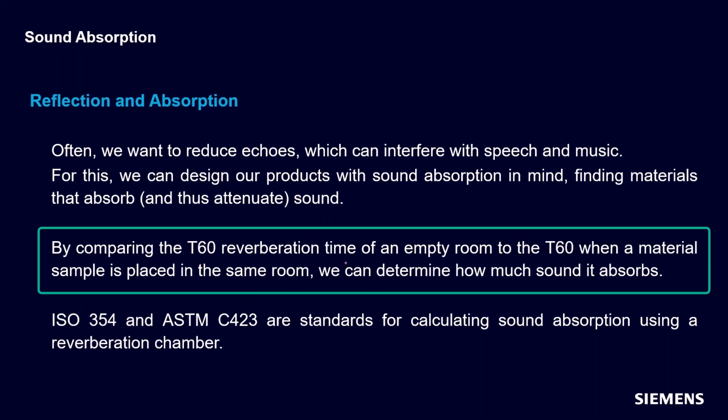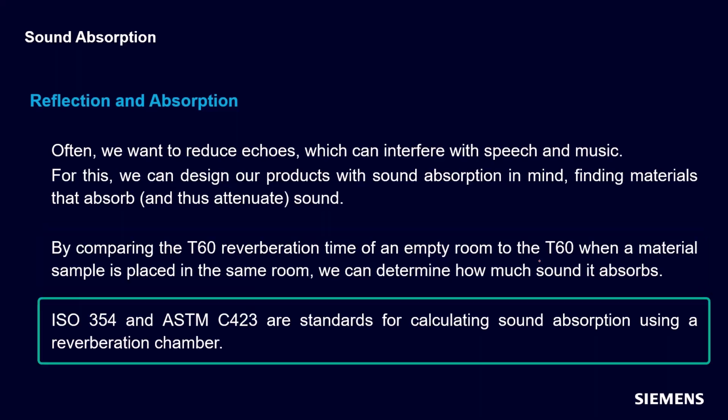We can calculate the absorption of materials as a function of frequency by comparing the T60 time of an empty room to the T60 time when we put a sample of that sound absorbent material in the same room. So we calculate the T60 time of an empty room, we put some absorbing material in the room, calculate the T60 time again, and we hope the T60 time is lower now that we've got this sound dampening material in the room that should be absorbing some of that sound wave.